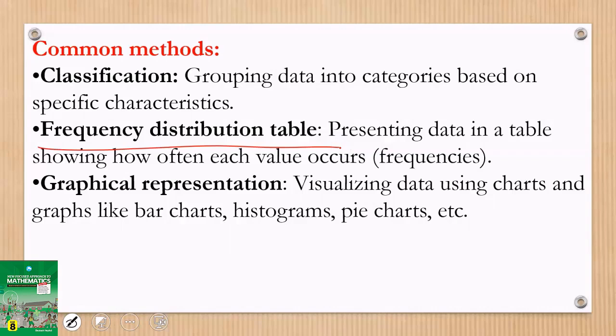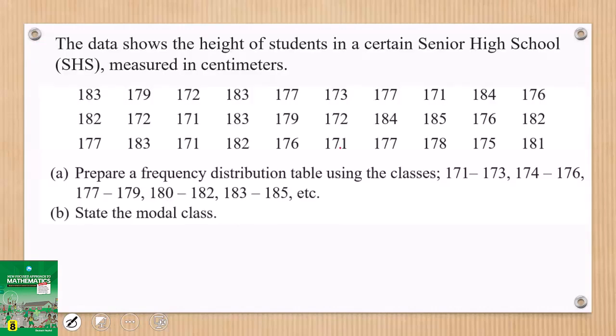Let's take an example and see. This question says that the data shows the height of students in a certain senior high school measured in centimeters. So a particular student's height was measured and it's 183 centimeters. Somebody's own is 179, and that person is 172. So all this has been taken. There are a lot of them, 30 students in all, right? Because we have 1, 2, 3, 4, 5, 6, 7, 8, 9, 10, 10 by 3. So 30 students in all.